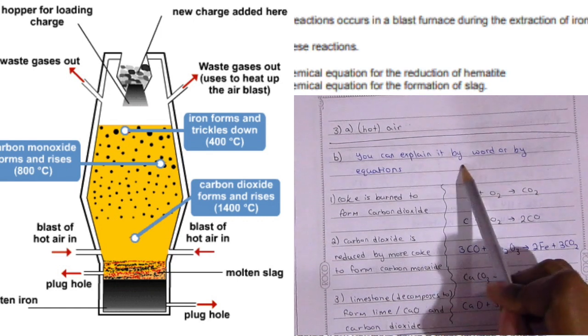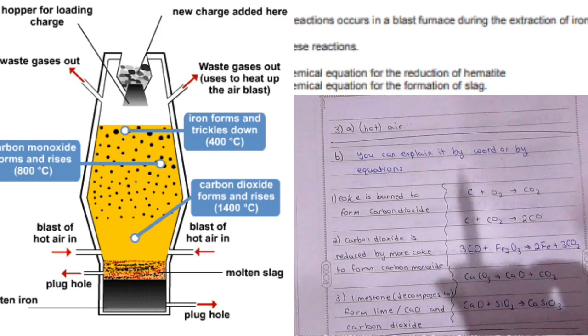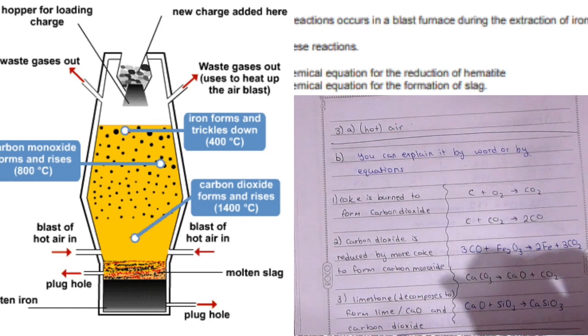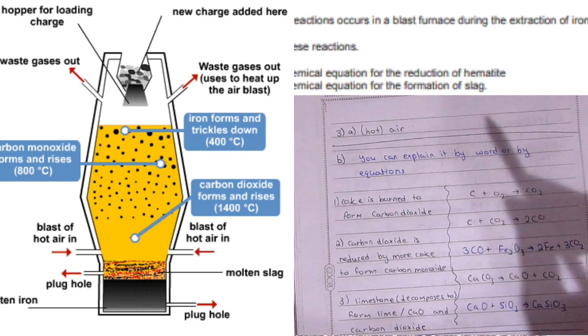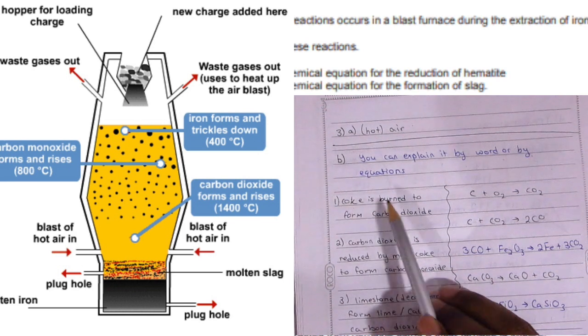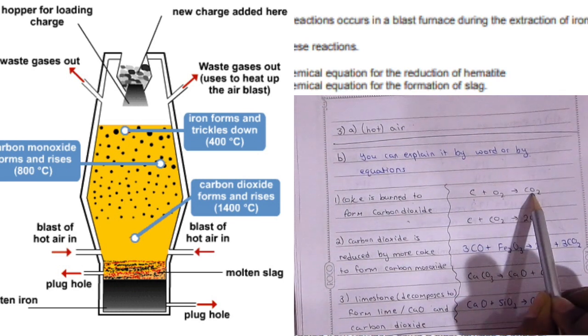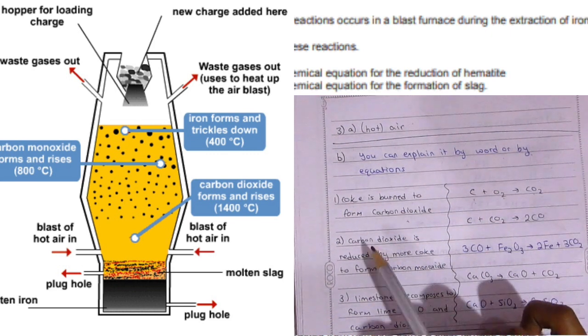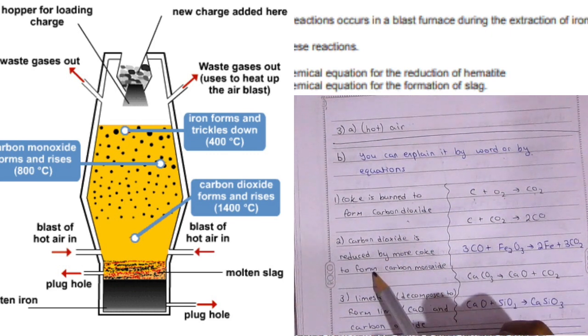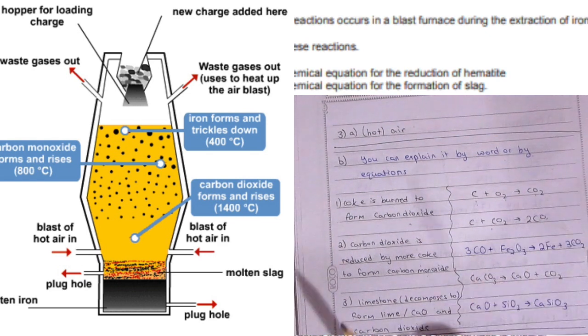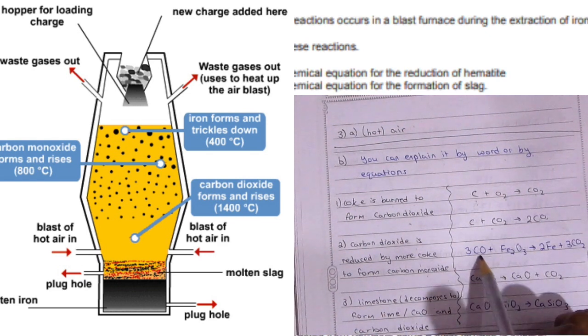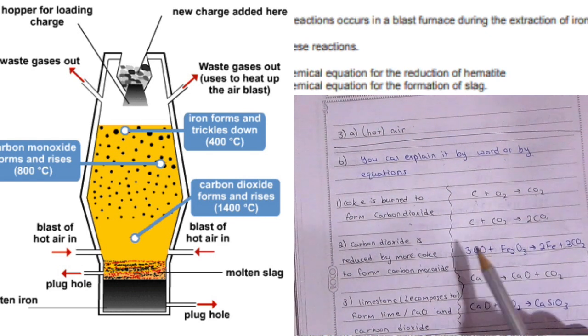Now they want us to explain the steps that occur in the blast furnace. So we can use words or equations to solve this. So first thing, the coke is burned to form carbon dioxide. So C, which is carbon, plus oxygen gives you carbon dioxide. Then the carbon dioxide is reduced by more coke to form carbon monoxide. Of course, reduction is the gain of electrons or the loss of oxygen.